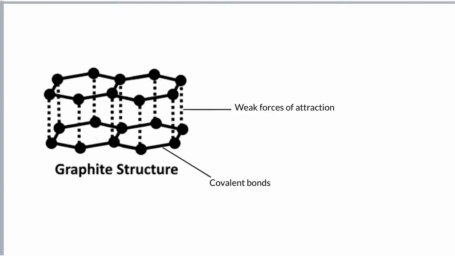Now carbon's in group 4 of the periodic table. That means each atom of carbon's got 4 electrons in its outer shell, only 3 of which are involved in bonding. Therefore, the 4th electron becomes delocalised and it can move throughout the structure. And that is why carbon in the form of graphite conducts electricity. Now also in graphite we've got layers with weak forces of attraction between the layers.